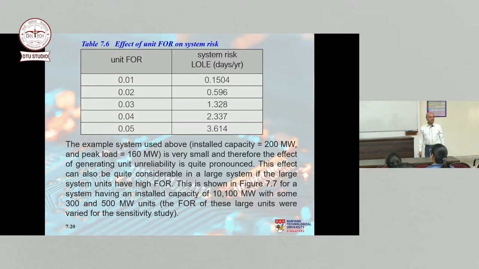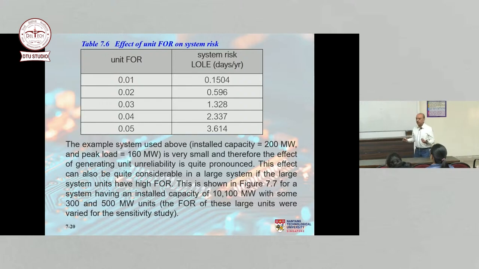Now we change the forced outage rate of the generators. We change the unavailability of the generators, because that's also not known to us. In the years to come, we expect that, okay, the manufacturer is telling us based on past data that the forced outage rate of this generator will be 1%. But we know that it is uncertain. So we can also include that uncertainty, change the forced outage rate. When it was 1%, our risk was 0.15. If it goes up to 5%, the risk will be 3.6 days per year. So we can quantify everything.